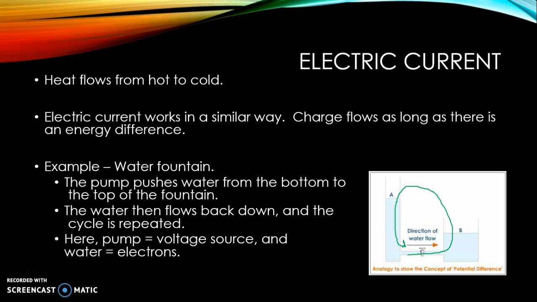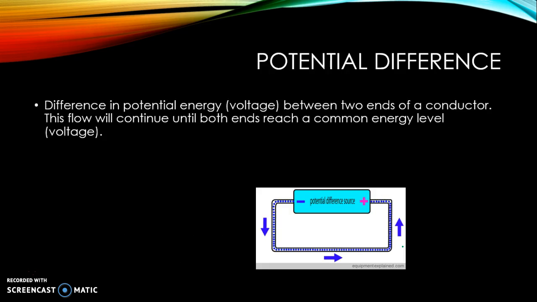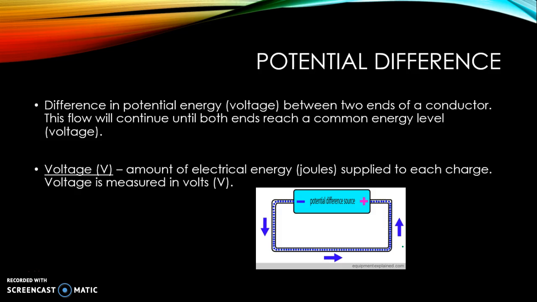Okay, well here, our pump is going to be our voltage source. It's what's pushing along the water, right? It's pushing along our electrons, because the water would be the electrons. Because for an electrical current, you have to have electrons. Okay, potential difference: the difference in potential energy, or voltage, between two ends of a conductor. This will flow, and it continues until both ends reach a common energy level or a common voltage. We also know that the bigger the difference in potential energy, the higher the voltage.